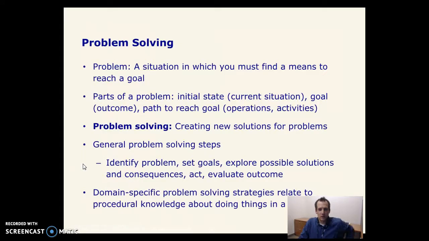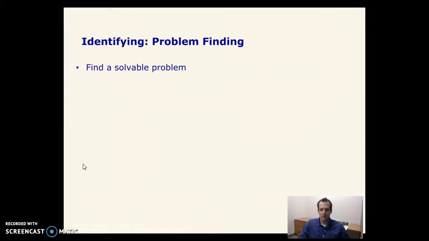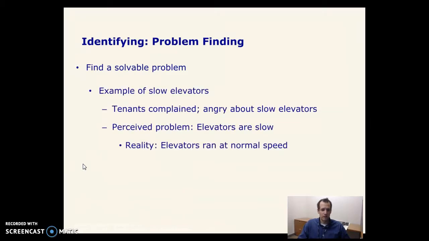So problem solving: a problem is a situation where you must find some means to reach a goal. And we solve problems all the time. And problem solving usually involves creating a new solution for the problem. So there's lots of different ways to do this, obviously. Start out by finding a solvable problem. And so the one we talked about, slow elevators, the tenants are complaining, they're angry about the elevators being slow.